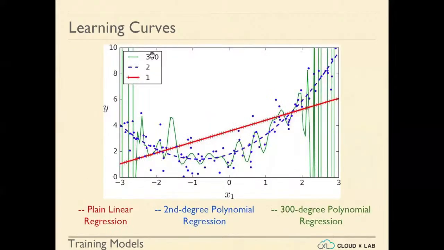So since this 300 degree polynomial is fitting each and every point perfectly, training error will be low, but this model is clearly not generalizable, so test error will be high, right? So here, if you use 300, it will create an overfitting problem, right? And for this linear model, this model cannot fit the training data very well, right? So if you use this linear model, training error will be high, test error will be high, right?